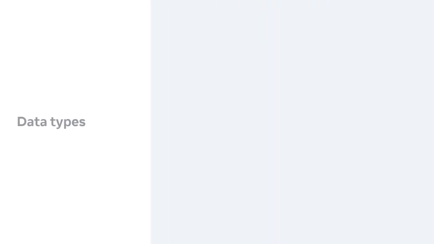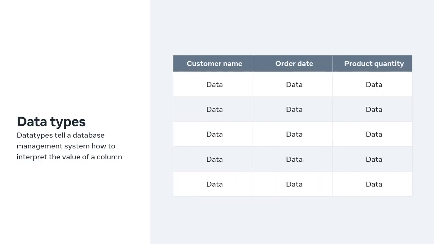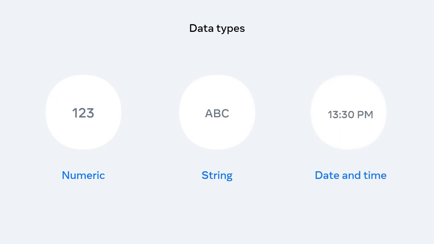When you create a table in a database, you need to define column names and the data type of the content that will reside in those columns. Data type tells a database management system, such as MySQL, how to interpret the value of the column. Data types maintain data in the right format and make sure the value of each column is as expected. The most used data types are numeric, string, and date and time data types.